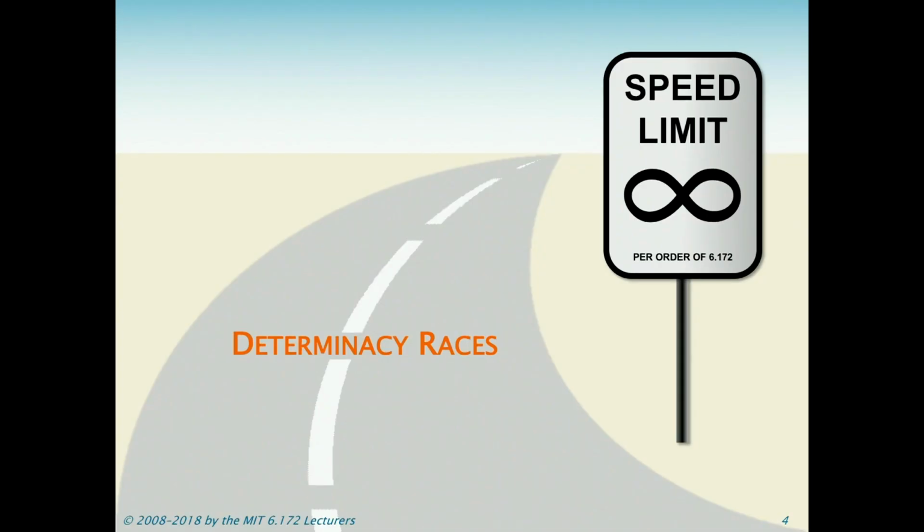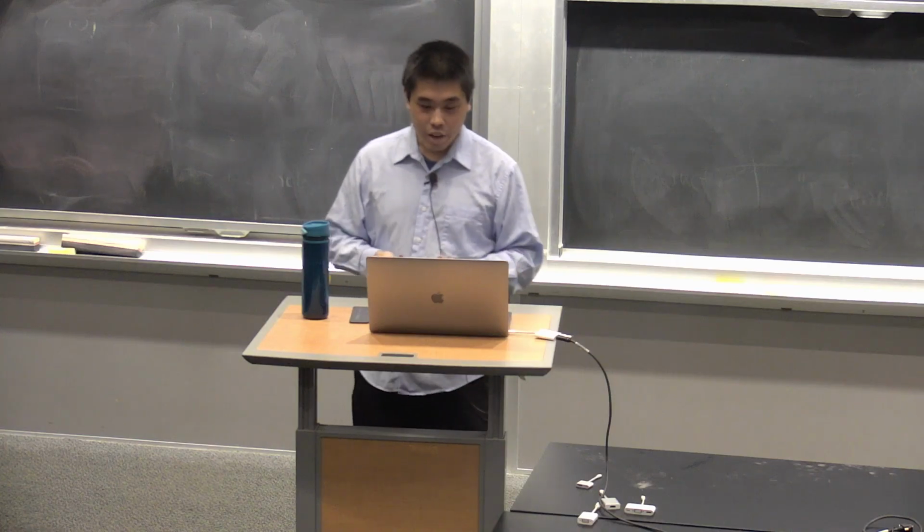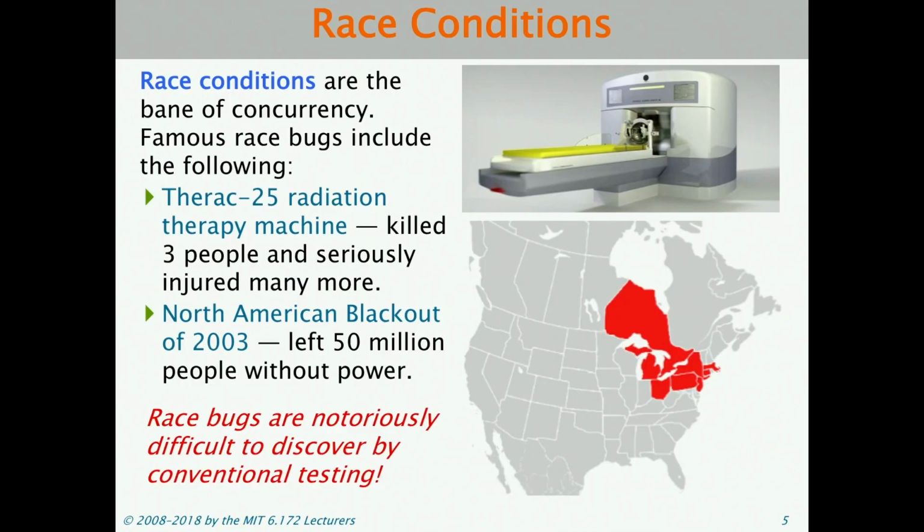All right, so determinacy races. Race conditions are the bane of concurrency, so you don't want to have race conditions in your code. There are two famous race bugs that caused disaster. The Therac-25 radiation therapy machine had a race condition in the software, and this led to 3 people being killed and many more being seriously injured. The North American blackout of 2003 was also caused by a race bug in the software, and this left 50 million people without power. These are very bad, and they're notoriously difficult to discover by conventional testing.